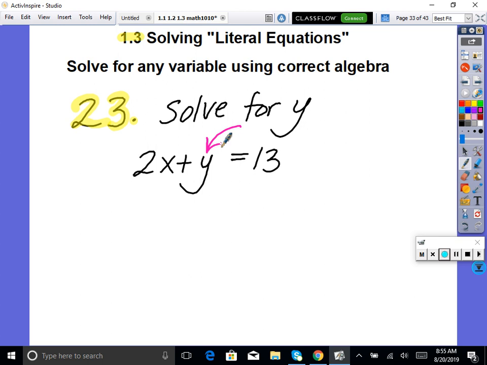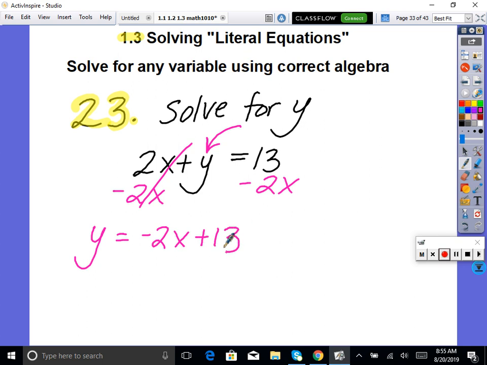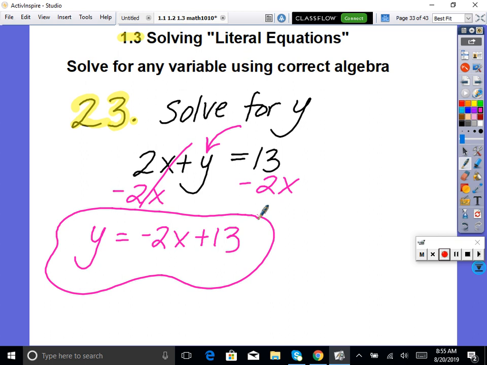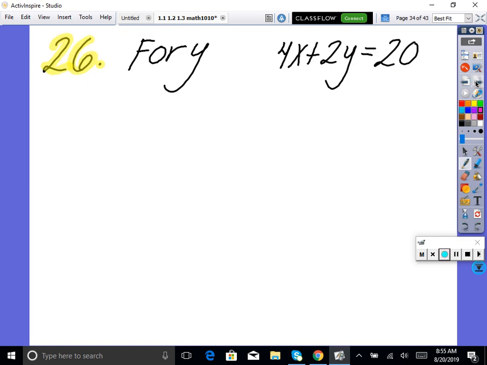So what would we do? Subtract 2x, subtract 2x. So isn't y by itself? That's your goal, right? To solve for y. So we have y is equal to negative 2x plus 13. Could I have written 13 minus 2x? Yes. Same thing. All good? See, it's not hard. In fact, this is probably the easiest one. Okay, let's do another one.